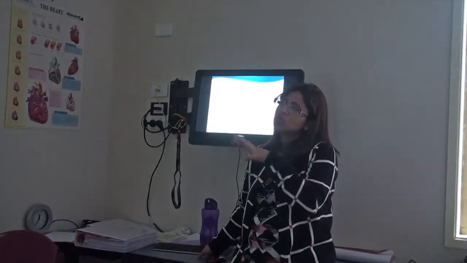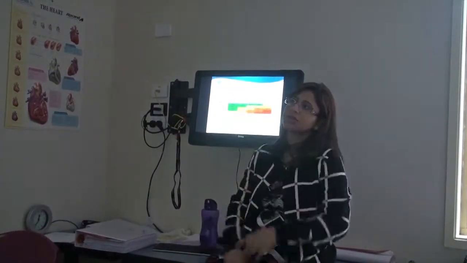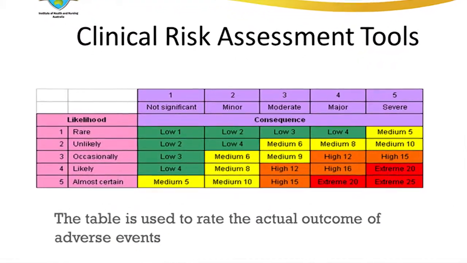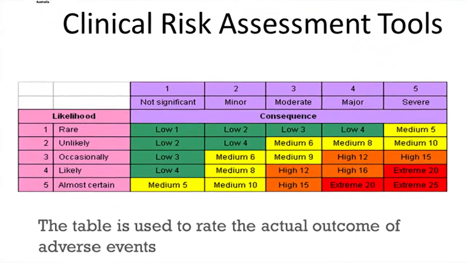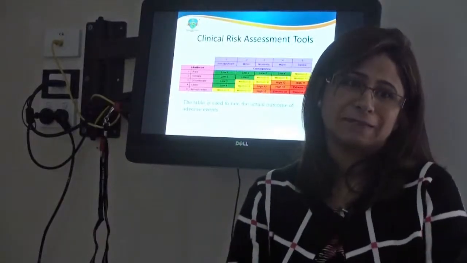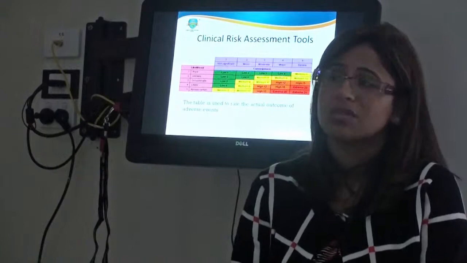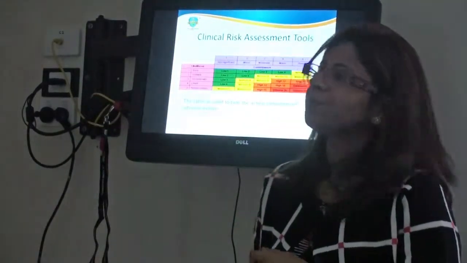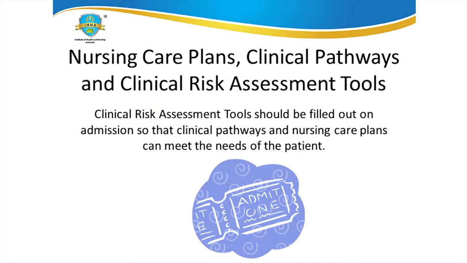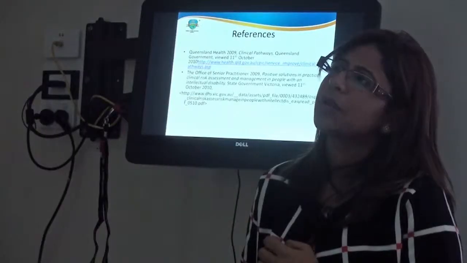Okay, risk assessment tool. Don't worry about this, but see, this is the color coding. Whenever you fill out the risk assessment form, whether the patient is at low risk, medium risk, or high risk, they get that color coding, and according to that color coding, control and preventive measures and funding are asked for or sought. Okay. The clinical risk assessment form should be filled out on admission so that clinical pathways and nursing care plans can meet the needs of the patient.